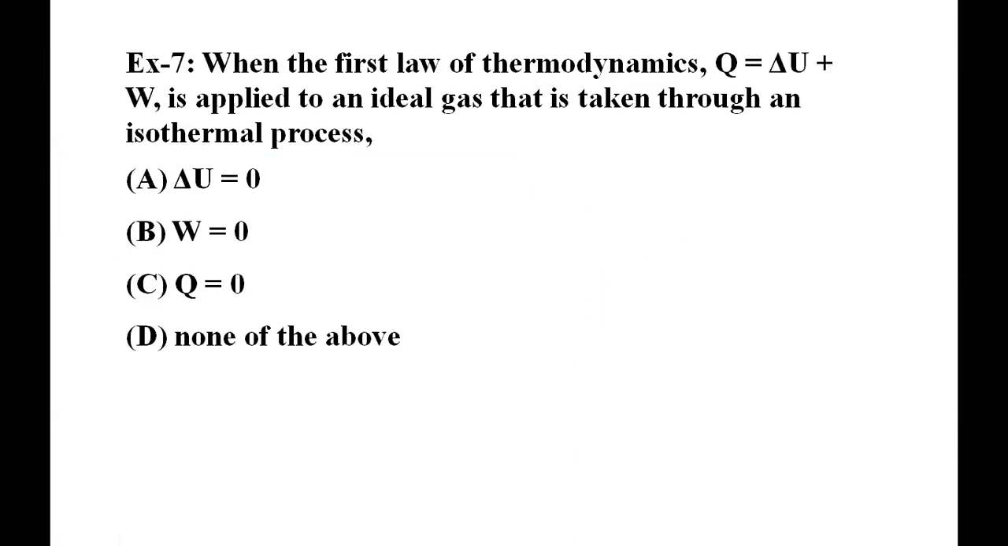When the first law of thermodynamics, Q equals delta U plus the work, is applied to an ideal gas that is taken through an isothermal process, does delta U equal 0, or the work equal 0, or Q equal 0, or none of the above? In this case, delta U equals 0 because it is an isothermal process.